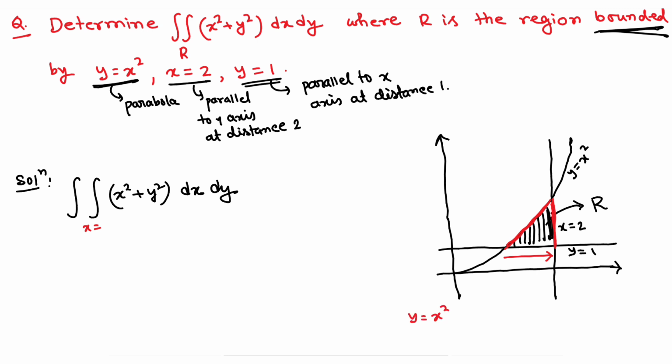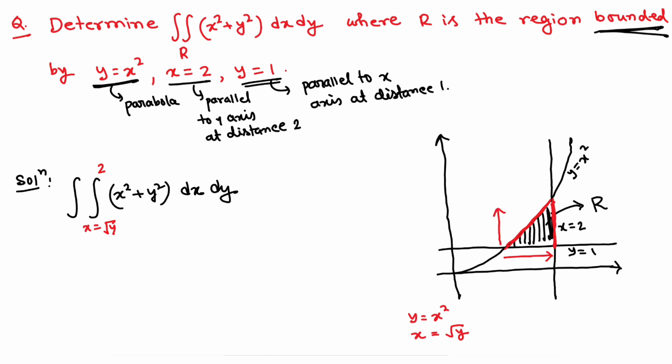Y equals x square. So what will be x? X equals root y. Yes, so x equals root y, and the straight line is x equals 2. So x equals root y to 2, x equals 2. Clear? Now y. Y means down to up.